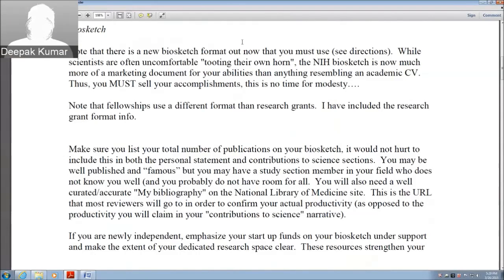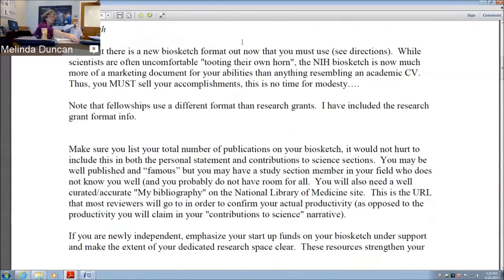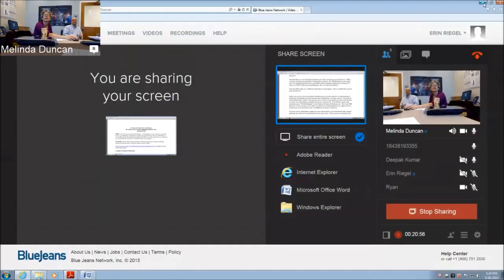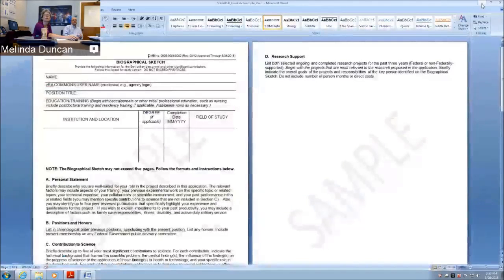I actually have not written one of these myself either, but let me see if I can minimize this and pull up the Biosketch format here. This is the new Biosketch format. Can you see what's on my screen?